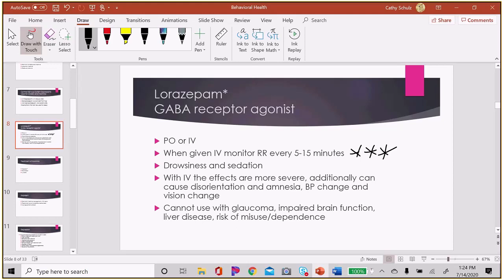We shouldn't use it with glaucoma or impaired brain function, because that will make those conditions worse. If the patient has liver disease, they'll be less able to metabolize the medication, and there is dependence. So if someone uses lorazepam or a benzodiazepine daily, you can't just stop that medication. You have to wean them from it over a couple of weeks, or they'll go through withdrawal.